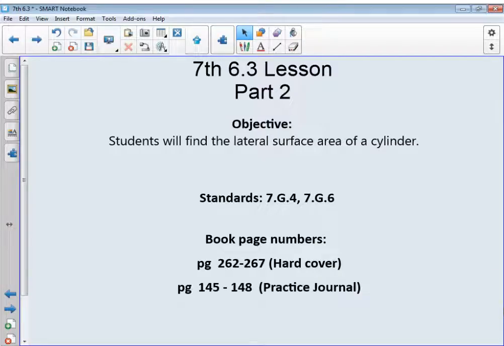Okay, this is 7th grade lesson 6.3 part 2. Today we're just going to be working with lateral surface area of a cylinder. So it's actually faster than doing the surface area of a cylinder because the lateral surface area is just that middle piece, or that middle rectangle. Standards covered are 7.G.4 and 6. And once again, our page numbers are 262 through 267 out of the hardcover book and 145 through 148 out of the practice journal.